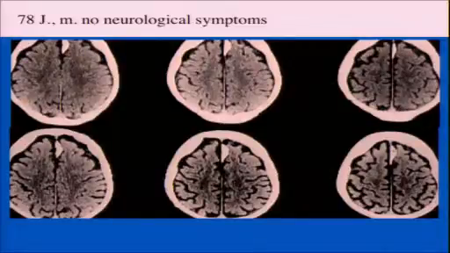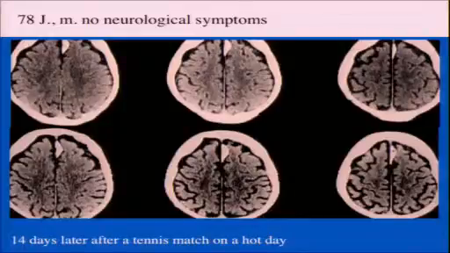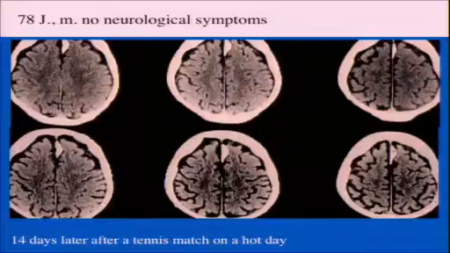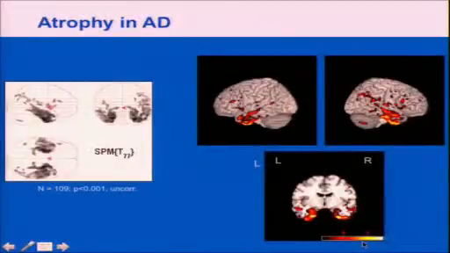So what happened, he was a very active fellow, and he played tennis in the sun without a hat for quite a long period of time. Might have been a long match on a hot day, so 14 days later, it's just the volume loss, the fluid loss that caused that brain to shrink. And then he got a couple of bottles of water and returned to normal. That was a very interesting finding.